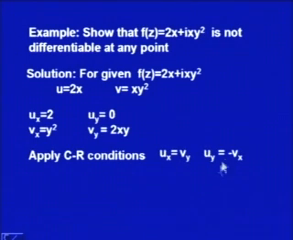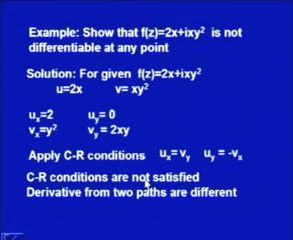So, CR equations are not satisfied, one can very easily check, and derivatives from two different paths are different because the conditions are not satisfied, and that simply means that the function is not differentiable.